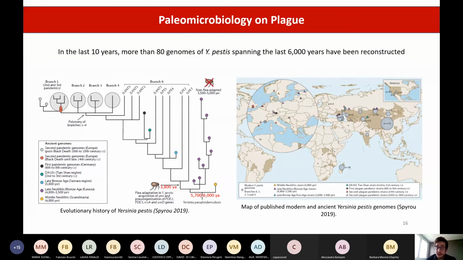For plague, we now have more than 80 genomes, and with these genomes, scientists were able to reconstruct a pretty detailed phylogenetic tree for Yersinia pestis with 2 major events. First, the differentiation, the speciation from Yersinia pseudotuberculosis, and then the acquisition of plasmids containing virulence genes that allow the Yersinia pestis to adapt to the flea vector.